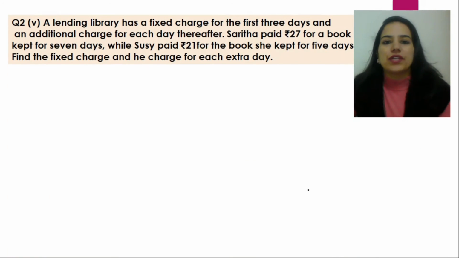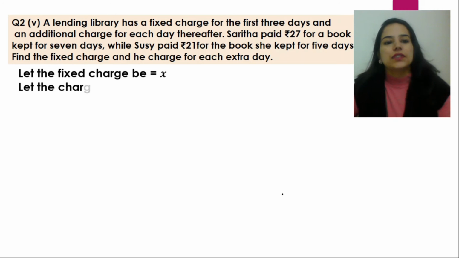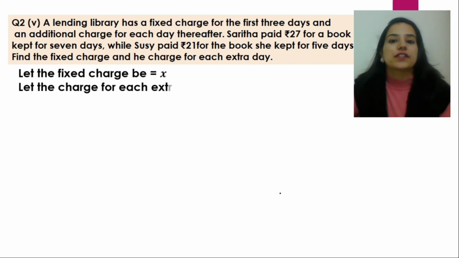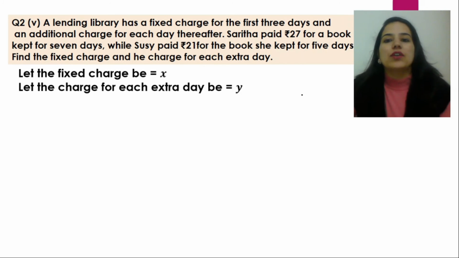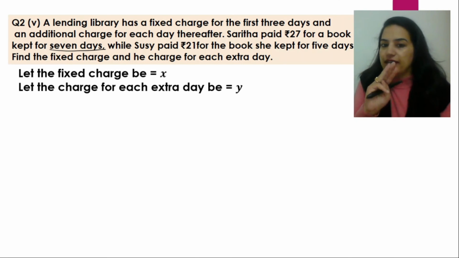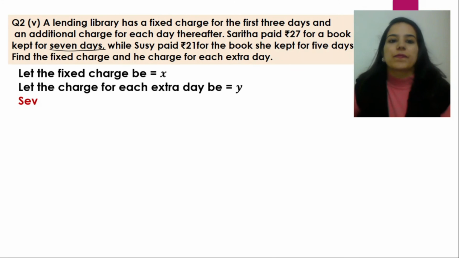Now a lending library has a fixed charge for the first 3 days, and an additional charge for each day thereafter. So let the fixed charge be x and the additional charge per day be y, right, which is the charge per day after the 3 days. So Sarita paid 27 rupees for a book for 7 days, right? For 7 days, that means for 3 days it was x rupees, but after that it was y per day. That means x rupees for 3 days, y rupees for 4 days, right?